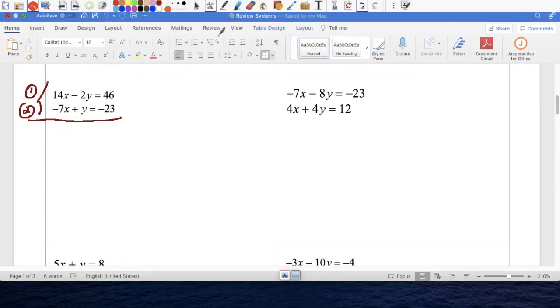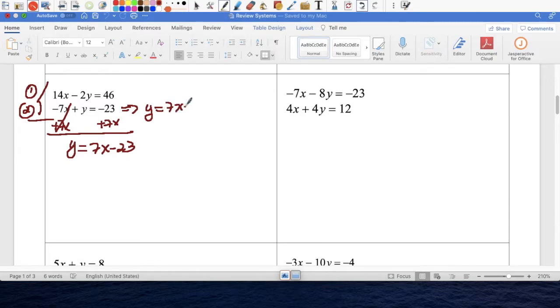So I'm going to take this one, in equation 2, I'm going to do plus 7x, plus 7x. This goes away. I'm left with y equals 7x minus 23. So done. Let me write this next. So that equation changes to y equals 7x minus 23. Okay.